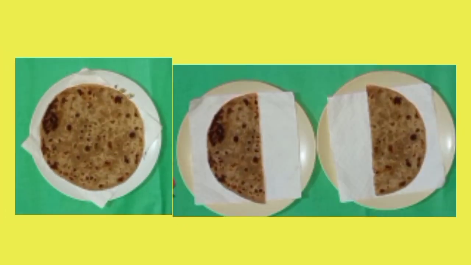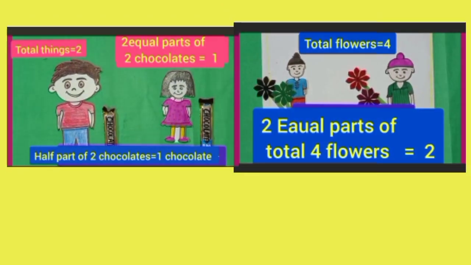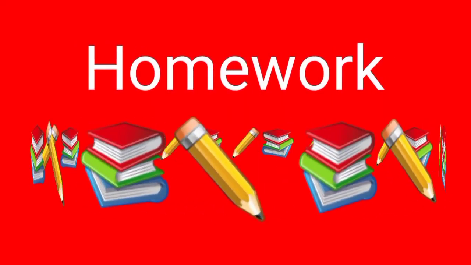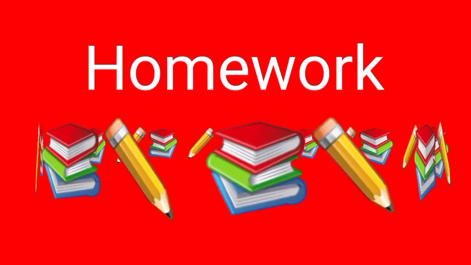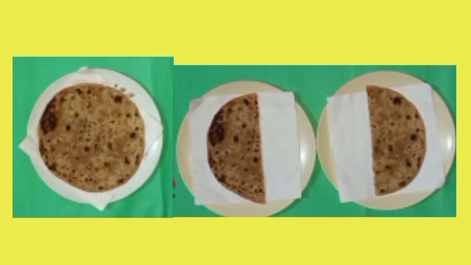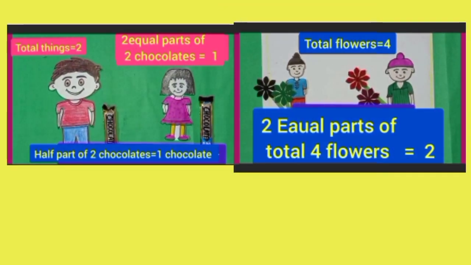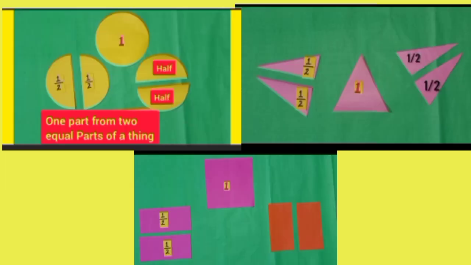Dear students, in this way, we have learned how to divide whole or total things or shapes into 2 equal parts. Now it's time for homework. At your home, practice dividing different things or different shapes into 2 equal parts. Keep learning, keep growing.